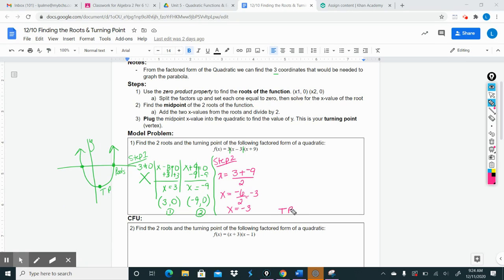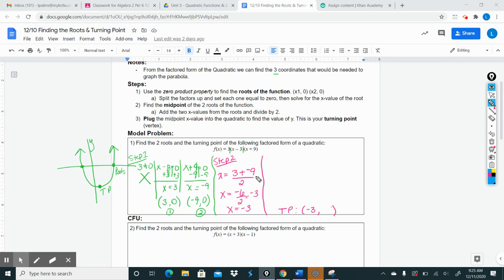So far for our turning point, we have negative 3, and we just need to find our y value. We do so by plugging the midpoint, the x value, into the quadratic, in our case the factored form of the quadratic. This will give the y value of your turning point. And remember, the turning point is also called the vertex.